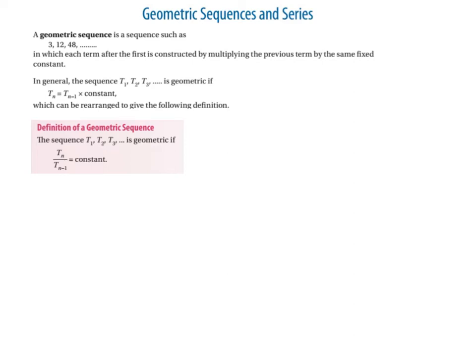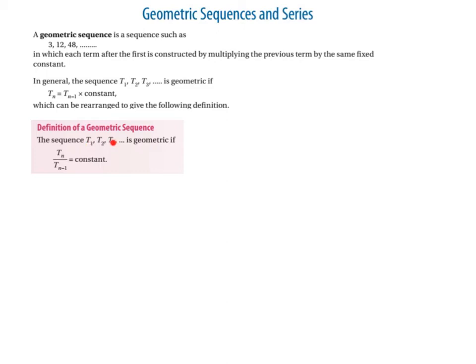Hi guys, in this video what we're going to look at is what's called a geometric sequence or series, and it's a sequence such as 3, 12, 48, as you can see here. Hopefully you can see what's going on, that what we are doing is we're multiplying to get from one term to the other. So 3 times 4 is 12, 12 times 4 is 48, and the next one will be 48 times 4.